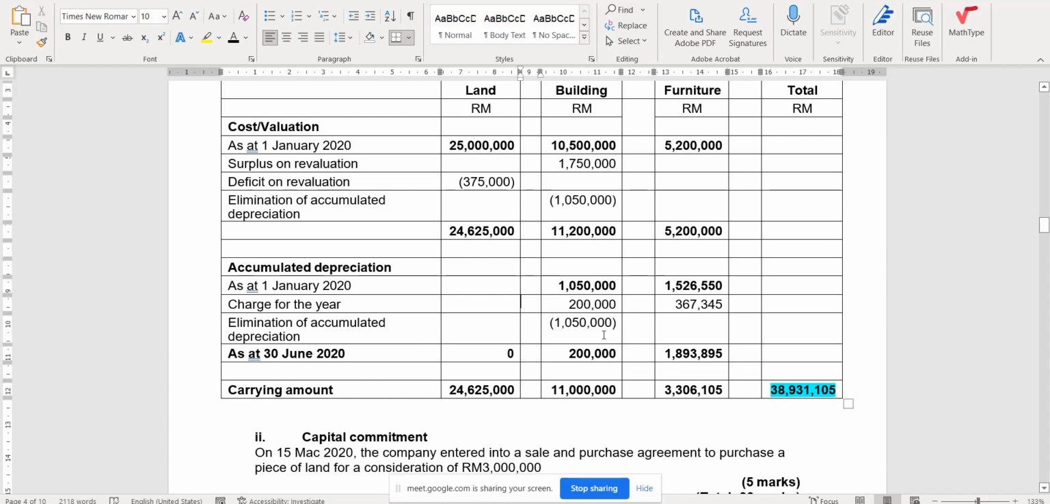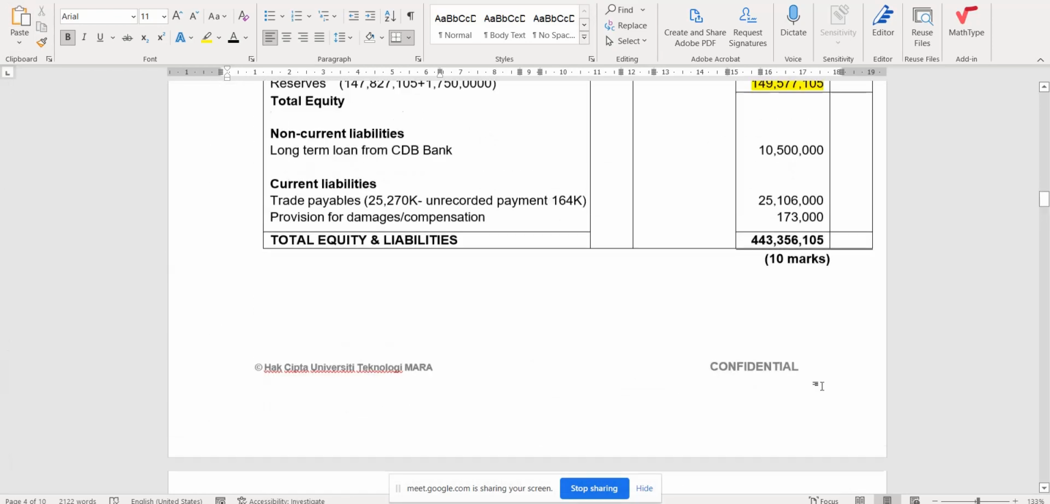Elimination of accumulated depreciation, that was where we debit accumulated depreciation, we credit our building for the revaluation that has been done because the amount was restated to the fair value, and as at the end of the year you have this figure, right? So the carrying amount would be the cost minus accumulated depreciation. The carrying amount as at 30th of June 2020 would be the figure that you can see there, and the total amount would be 38,931,105. This is the one that you will show here.